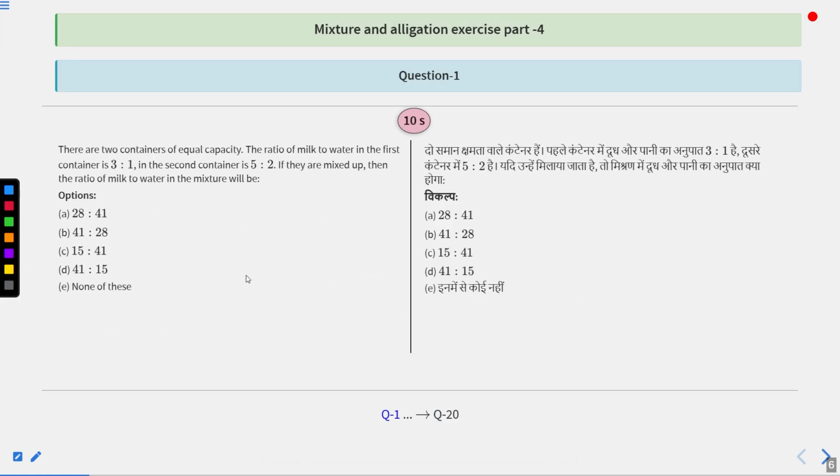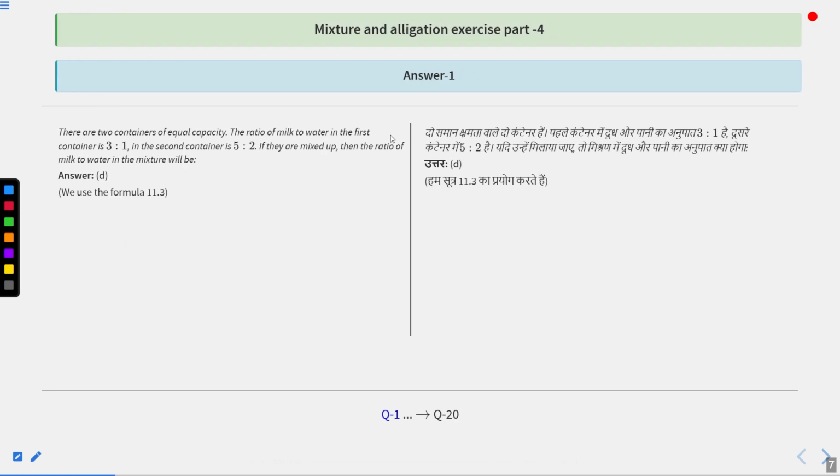Now see some questions. The first question is: there are two containers of equal capacity. The ratio of milk to water in the first container is 3:1, and in the second container is 5:2. If they are mixed, then the ratio of milk and water in the mixture will be? You have 5 options and 10 seconds to analyze the question. Your time starts now. Now time's up. Let's see the solution.